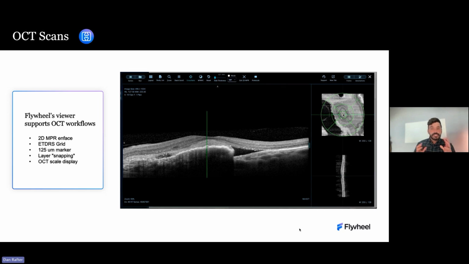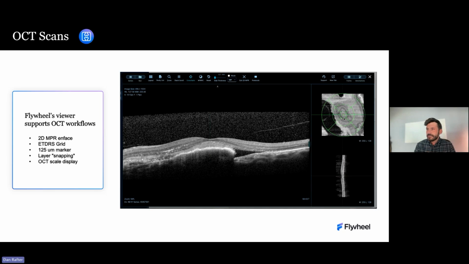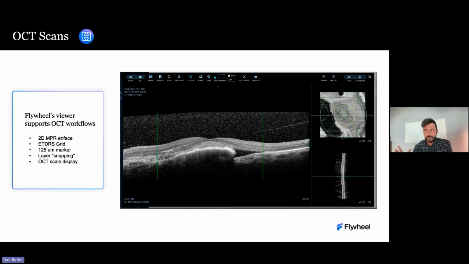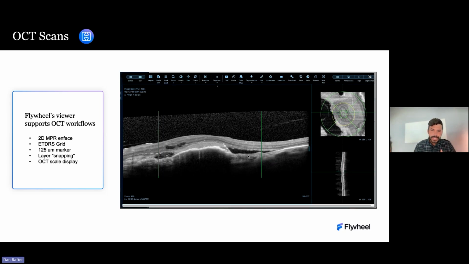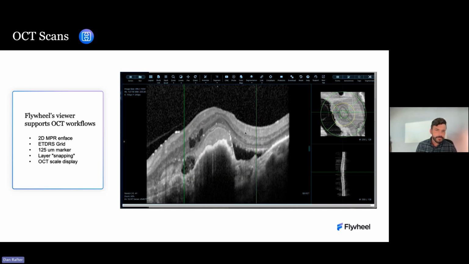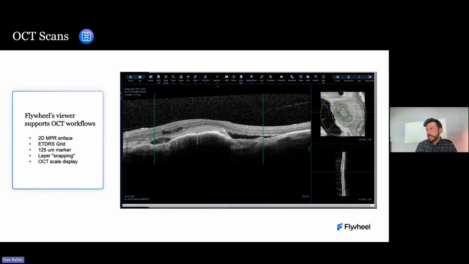For thinking about OCT-specific workflows, there are a number of things that we've done specifically around unlocking your OCT work. We've got the 2D NPR en face view that we're generating from the actual retinal layer scans. We've got the ETDRS grid directly on top of that with the ability to toggle the visibility on and off. As I'm scrolling through, I find the foveal center. I lock the ETDRS grid in. I can then go and look at each of those rings and segments and review the pathology and anatomy inside those.